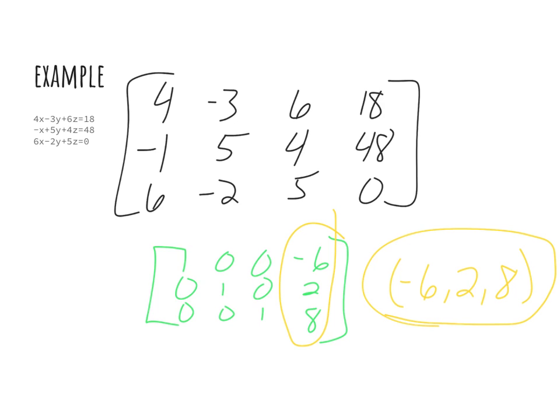Go ahead and pause the video and try this one on your own, and then hit play and see how you did. Alright, so what's written in black should be what you typed into the matrix on your calculator. And then when you did the reduced row echelon, you should have gotten that your ordered triple is -6, 2, and 8.